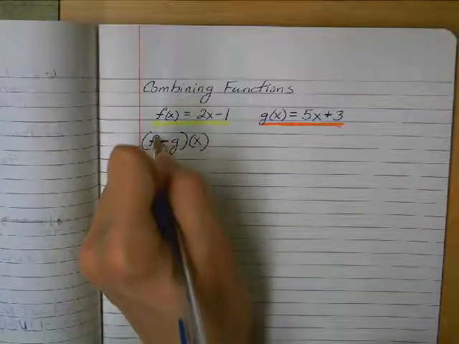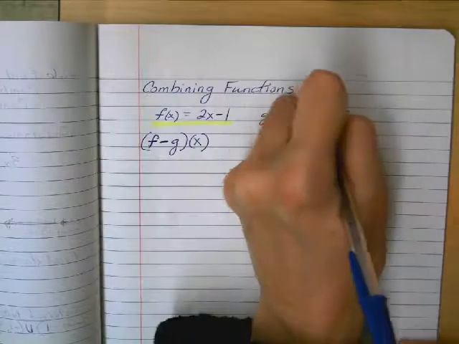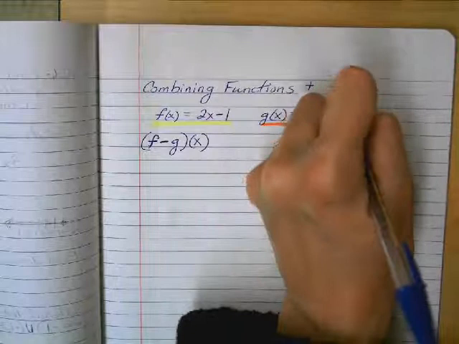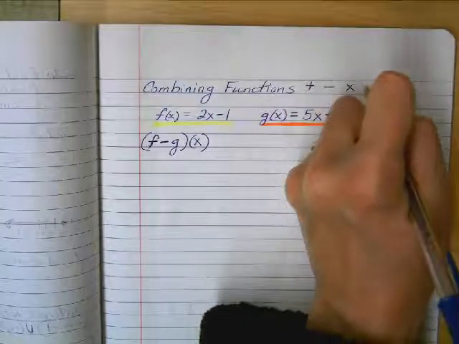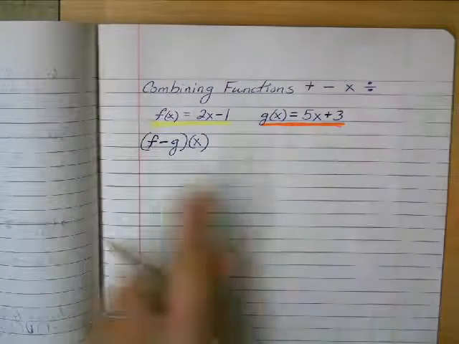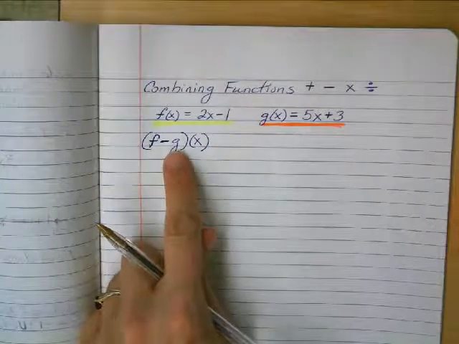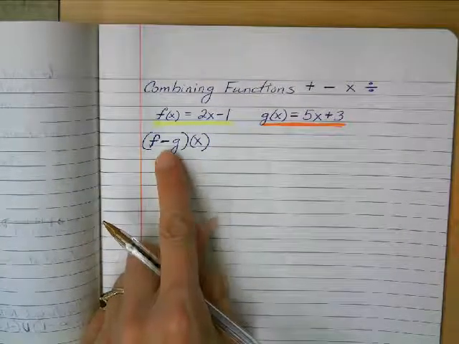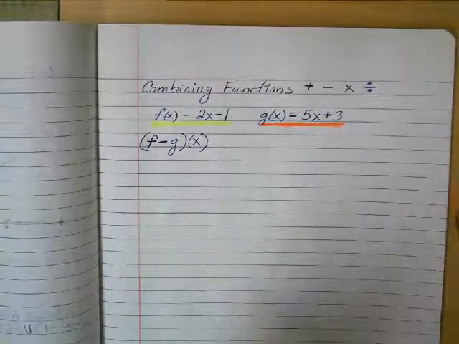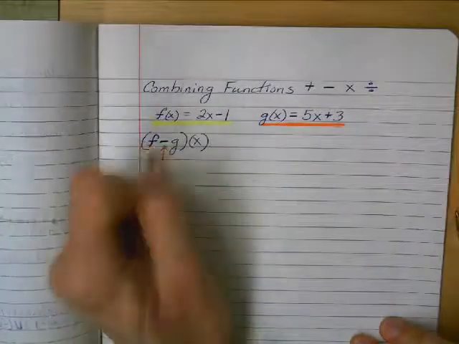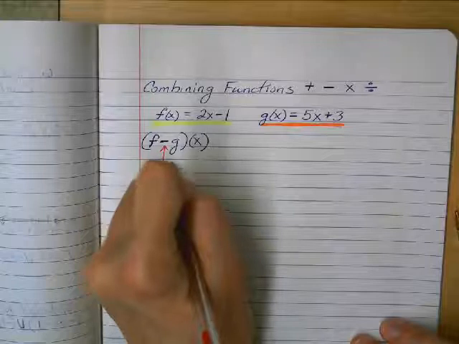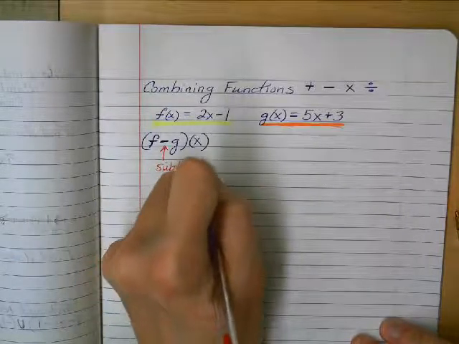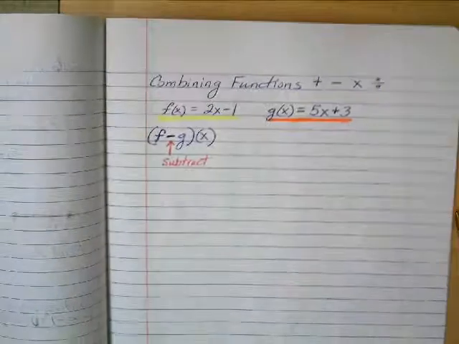This is what combining is. Combining is going to be either adding the problems together, subtracting them, multiplying them, or dividing them. So I wrote it f minus g of x. So what's that telling you to do? Let's just subtract, right? So how do you do f minus g of x?